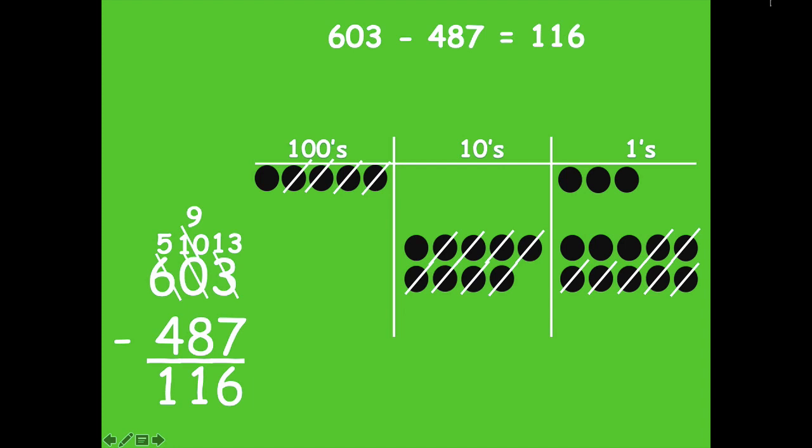Did you guys get that? All right, awesome. Make sure to check your subtraction with addition. So you would add those two parts, 487 plus 116. If you get 603, then you subtracted correctly. If for some reason you add those numbers together and you don't get 603, then that means you need to go back and double check your subtraction that you did. Okay? All right, so good job with that one, friends.